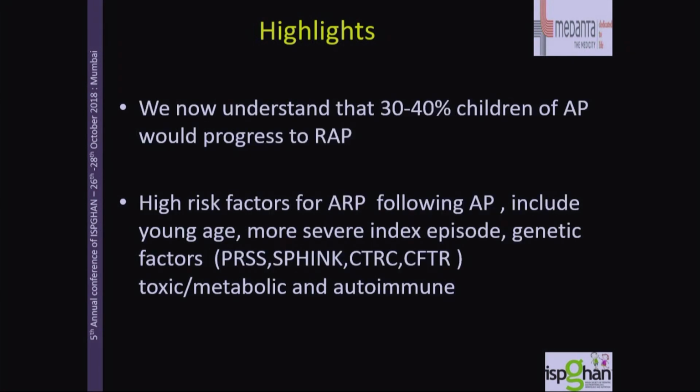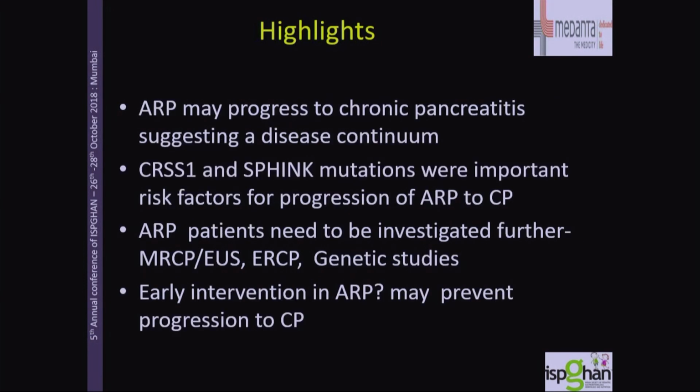30 to 40% of children with acute pancreatitis, we now understand, go into chronic pancreatitis, and we also understand that high risk factors for acute recurrent pancreatitis are younger age, severe index episode, genetic factors, toxic, metabolic, and autoimmune. We've also understood that acute recurrent pancreatitis is progressing to chronic pancreatitis, and especially these 2 mutations are more common.